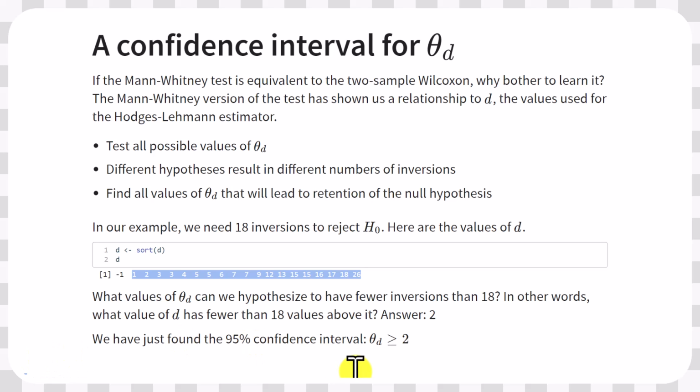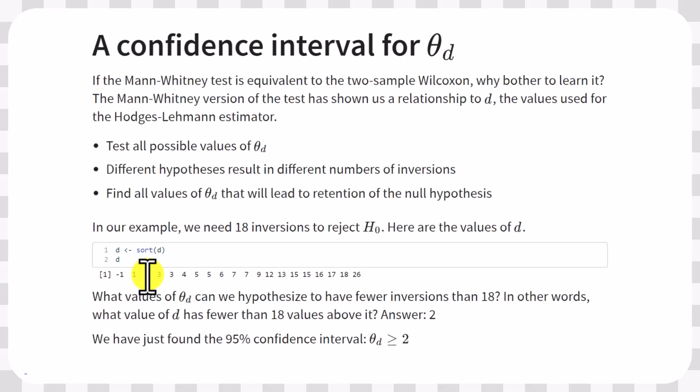What about if we hypothesized, let's go to the other end here. What about if we hypothesized a value of theta d of 18? Well, then we only have one inversion. We would not reject. So 18 is going to be in our confidence interval. Now let me go back to the other tail down here, because let's work our way up. What if we hypothesize 1? How many values do we have above 1 here? The answer is 18. Does that reject? Yes, it does. 1 will not be in our confidence interval.